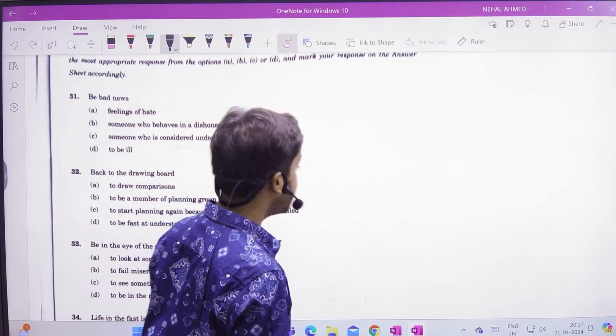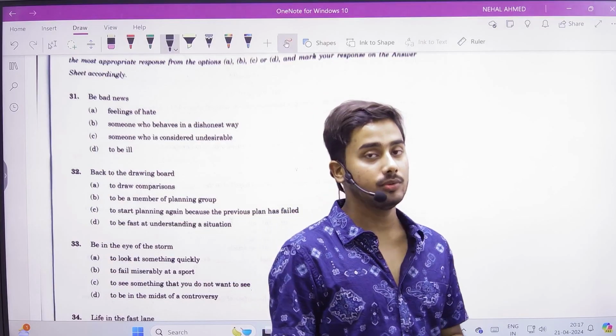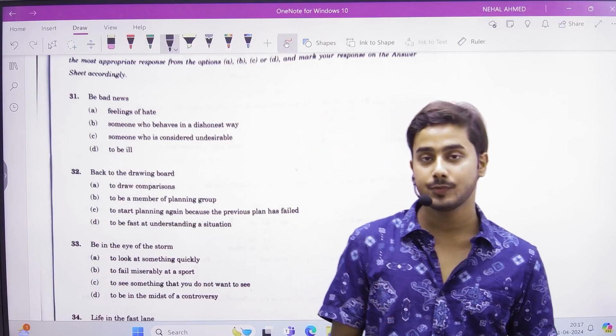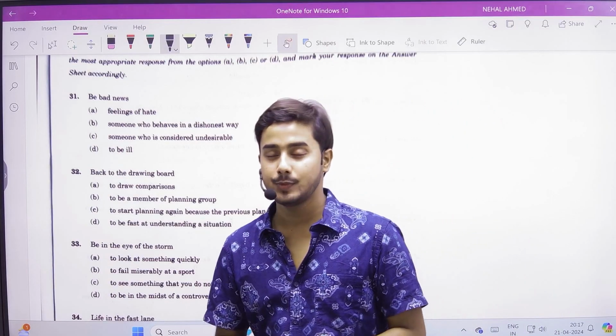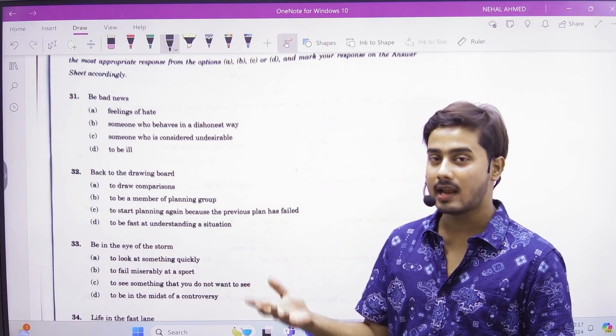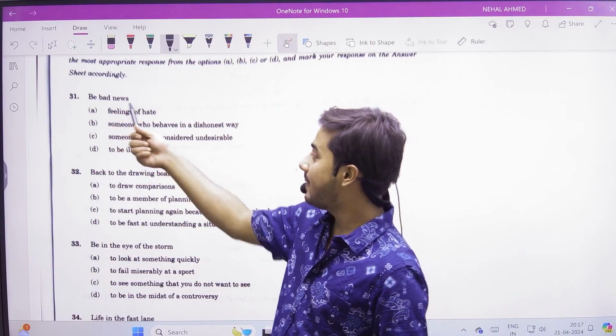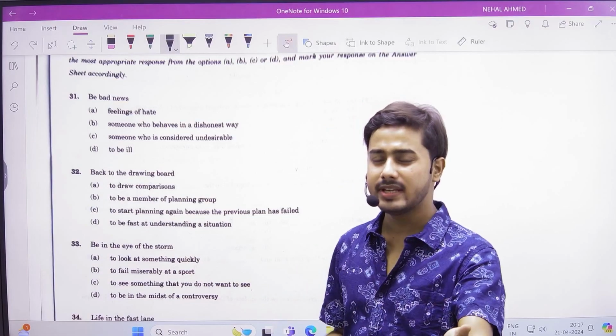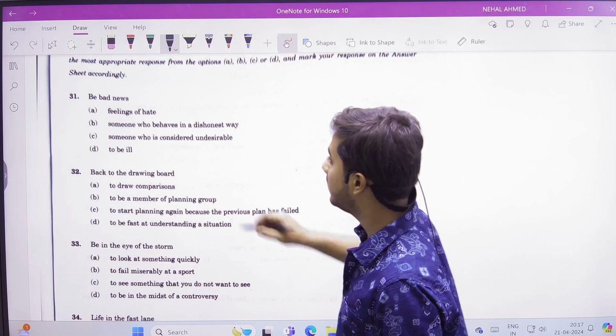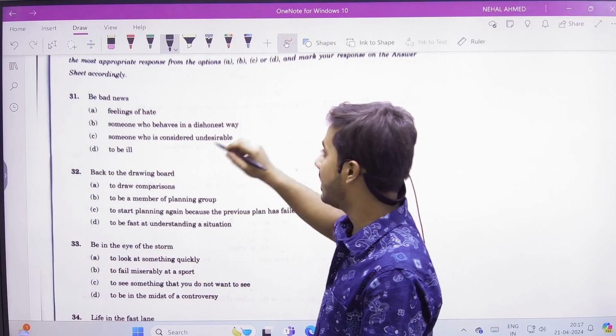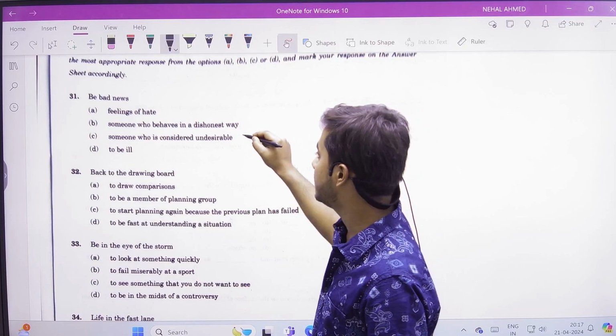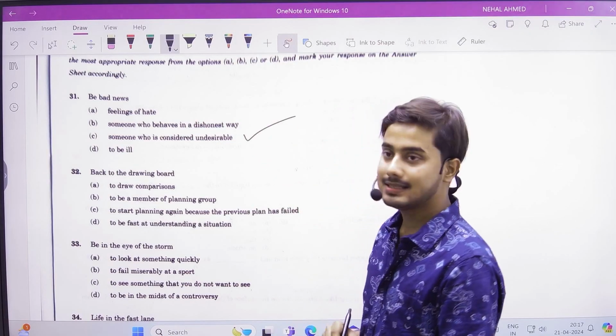This section is basically the section on idioms. As you know, idioms are a part of figurative speech that helps us make our speech a bit more appealing and stand out from the crowd. B, bad news. This is not something I really expect anyone to guess in general. The meaning of being bad news is being someone who is considered undesirable in general.